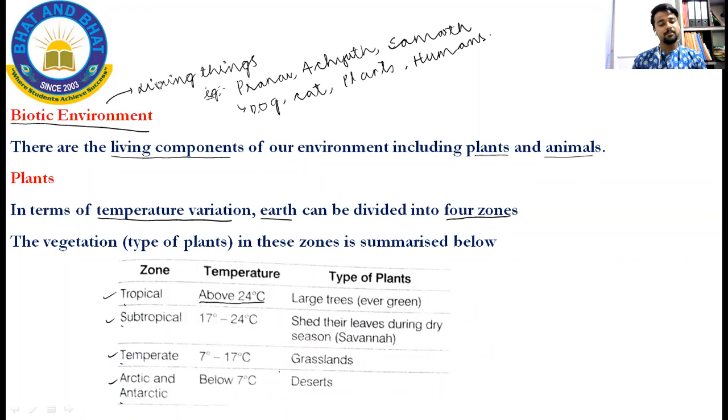Next, subtropical is 17 to 24 degrees Celsius, temperate 7 to 17 degrees Celsius, and Arctic and Antarctic below 7 degrees Celsius. Deserts will be in the Arctic and Antarctic region, grasslands in the temperate region, savannas, which shed their leaves during the season, in the subtropical region, and the evergreens in the tropical region.